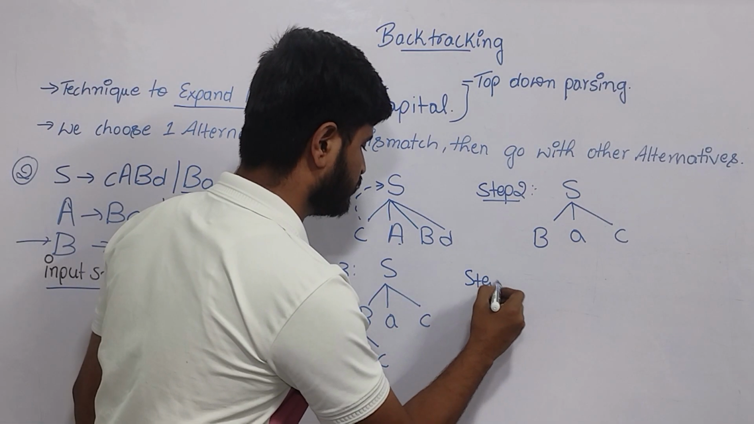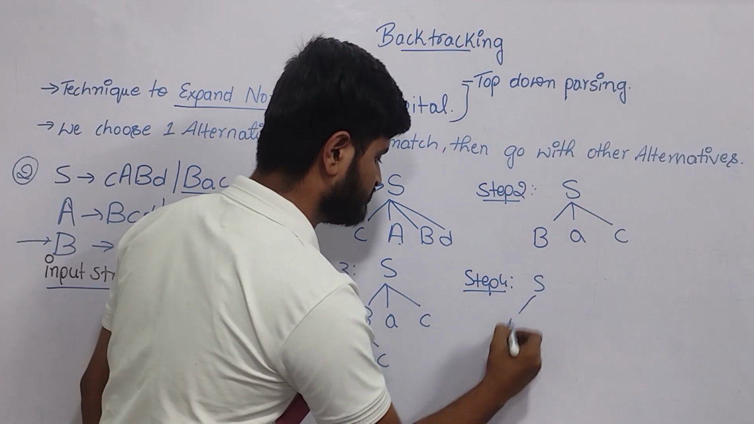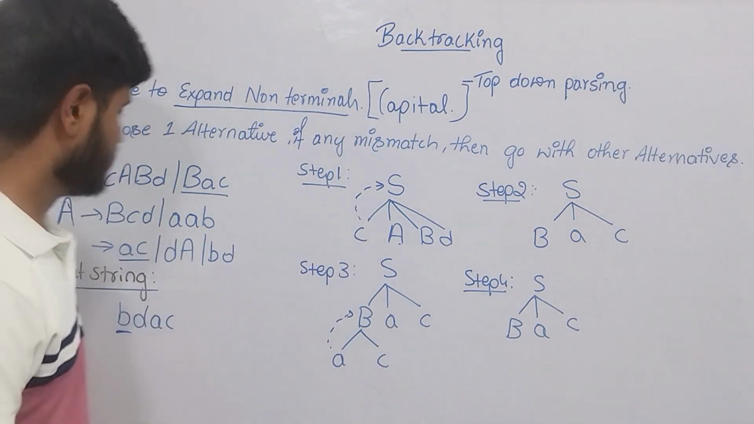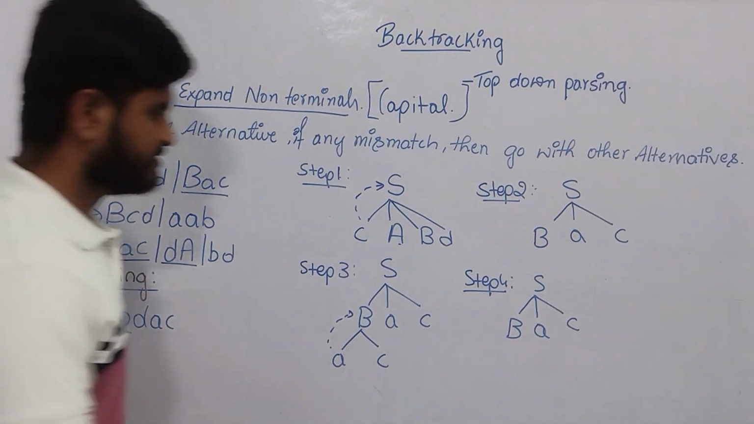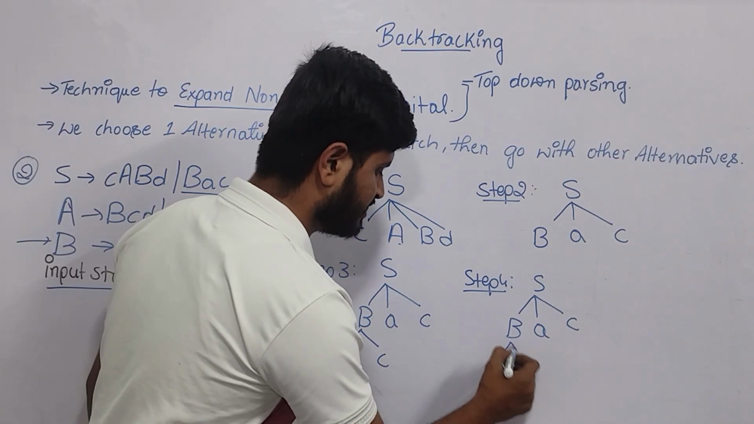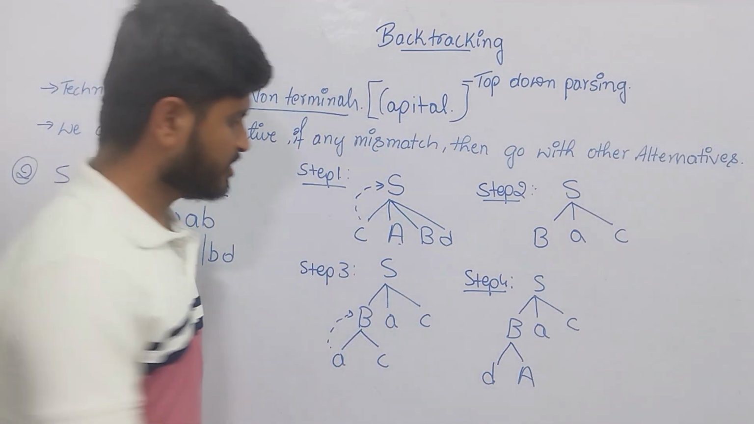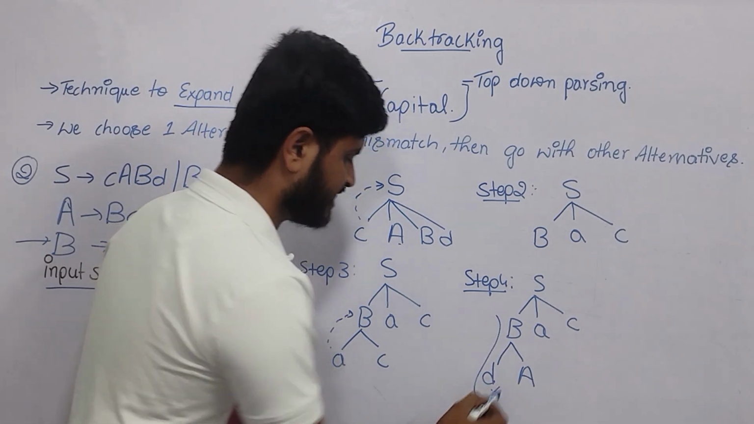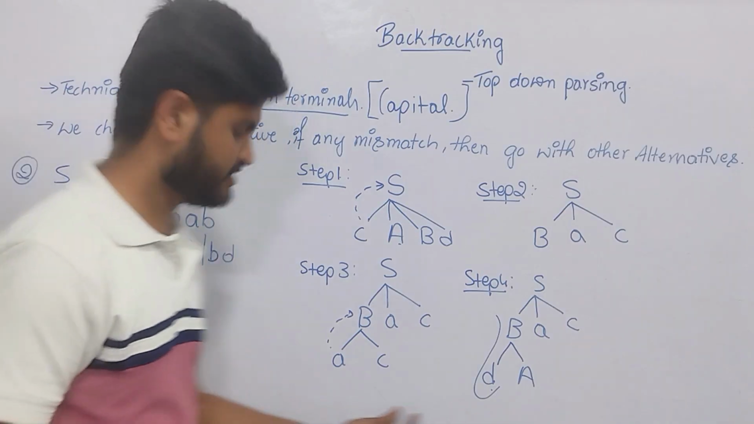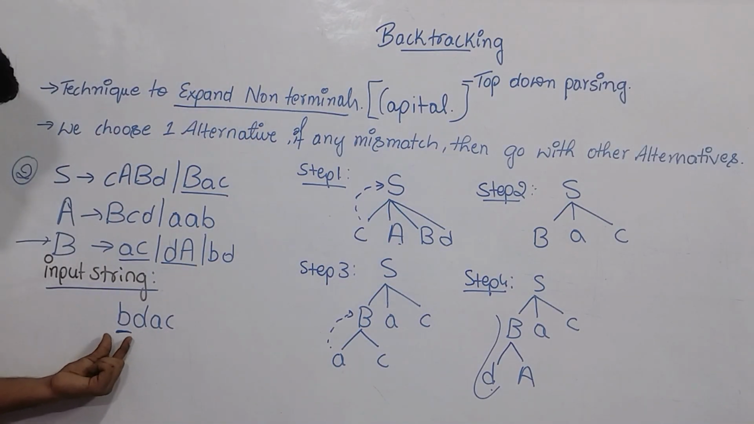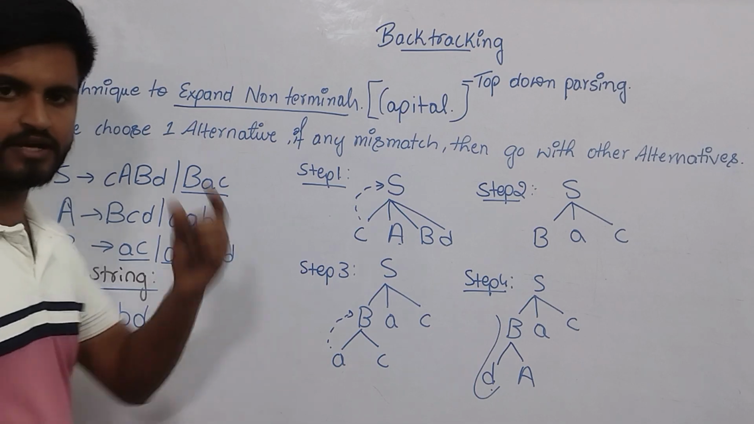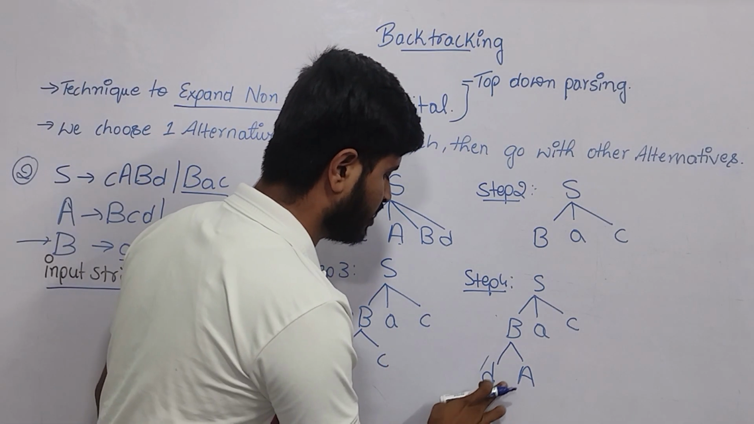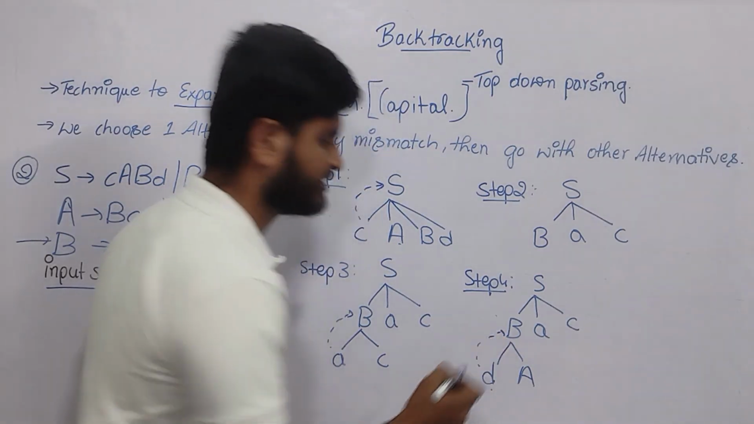So in step number 4, S will be the same, capital letter B will be the same, small letter a will be the same, small letter c will be the same. Now I will be using the second projection, that is d and A. Small letter d, capital letter A. Now if I travel, this is a small letter, so I can't expand it further. So when I travel, I will be getting small letter d first. But in the input string, I need small letter b first. So it is small letter d. I did not get the favorable answer, so I will backtrack again.